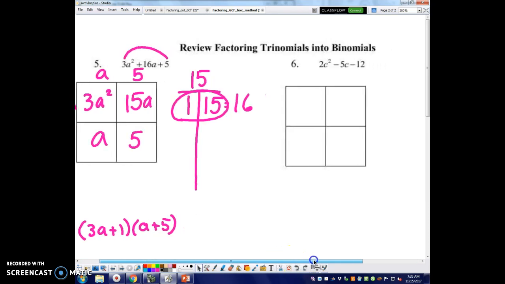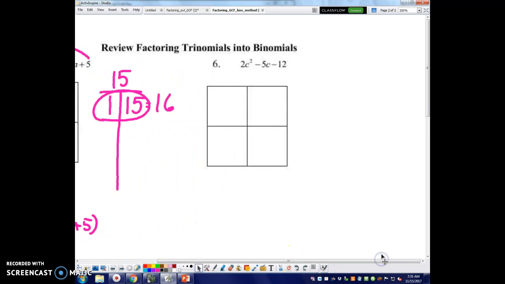Okay, so let's go to number 6. So what's our first step here? What did I tell you? See if there's a greatest common factor. Is there something that can be divided into all three of these? No, nothing, except for 1, but we don't count that. So what's our next step? Yeah, so 2c squared goes here, and negative 12 goes here. What's our next step? The rainbow.